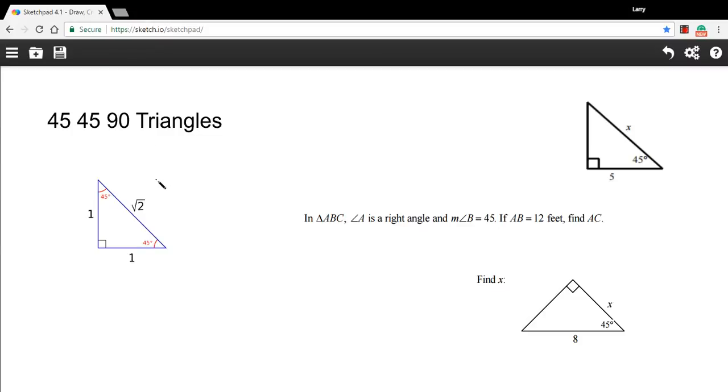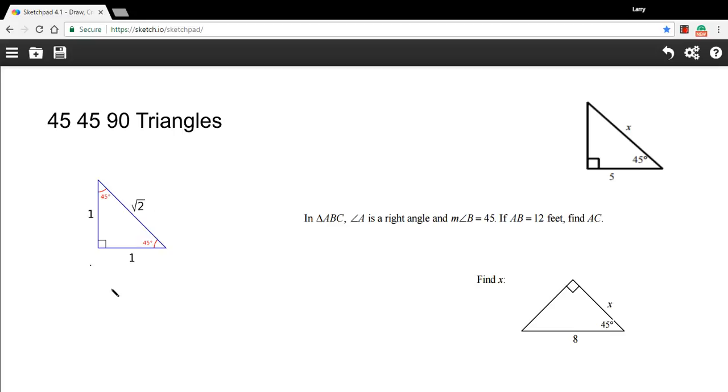We are talking about 45-45-90 triangles. This is a special kind of right triangle that you see quite a lot. If you take a square and you cut it in half diagonally, you've got a 45-45-90 triangle. So if your square is one unit on the side, its diagonal is going to be the square root of 2. These are the ratios in all 45-45-90 triangles: 1 to 1 to the square root of 2.